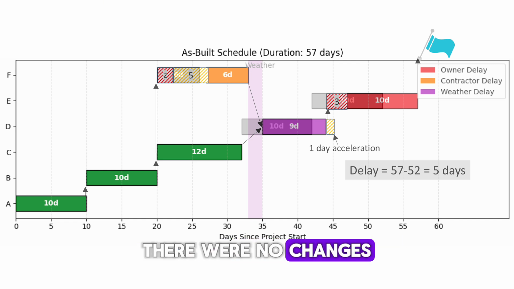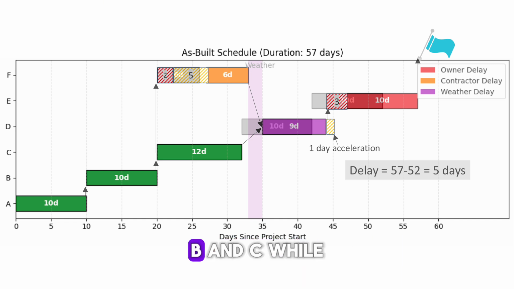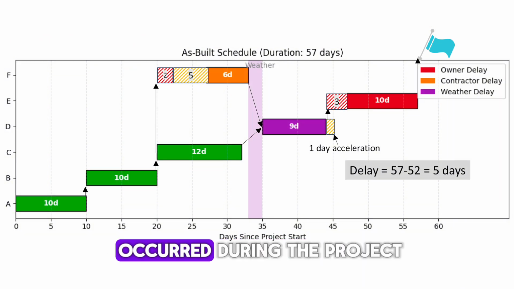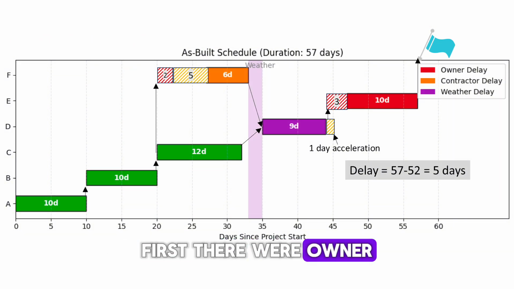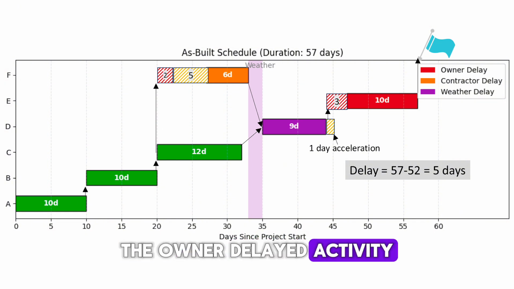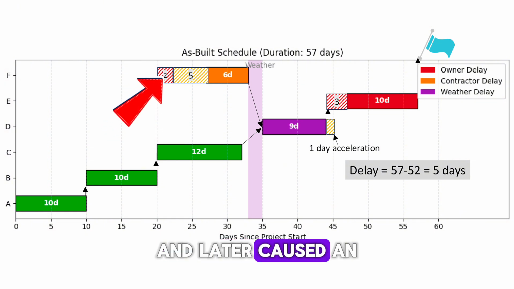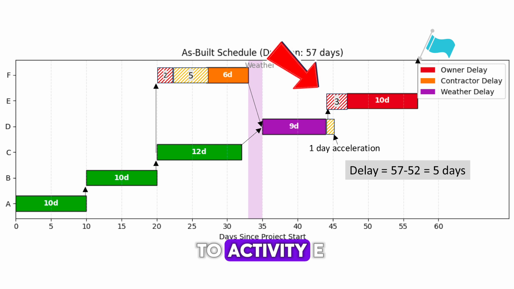Clearly, there were no changes to the first 3 activities, A, B, and C, while the remaining 3 activities were delayed. Several notable delay events occurred during the project. First, there were owner-caused delays. The owner delayed activity F by 2 days and later caused an additional 3-day delay to activity E.